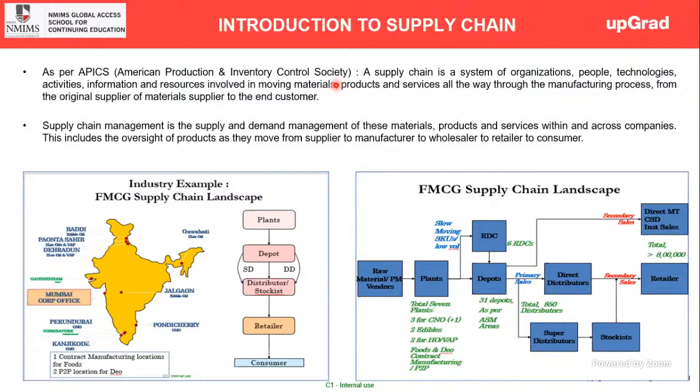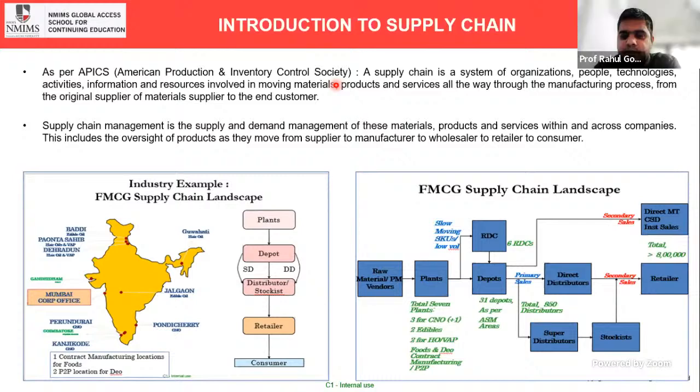Okay, slow moving items. Suppose I have a product range of 10 categories, out of which only 5 are fast moving and 5 are slow moving SKUs. The 5 slow moving SKUs should be kept in the RDCs, and the fast moving ones should go through the depots to direct distributors to the retailers. That will reduce my logistics time, and we can also keep pricing lower than the competitors, so this will enhance my market share.